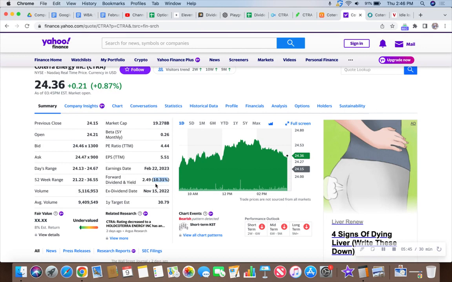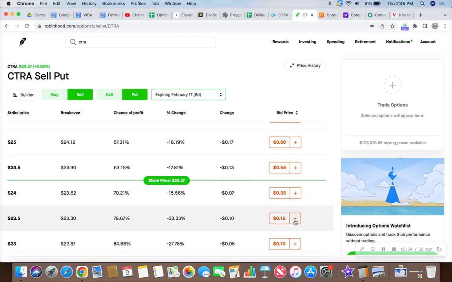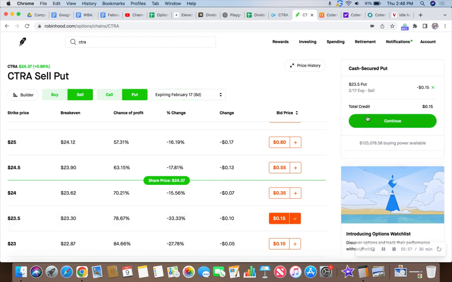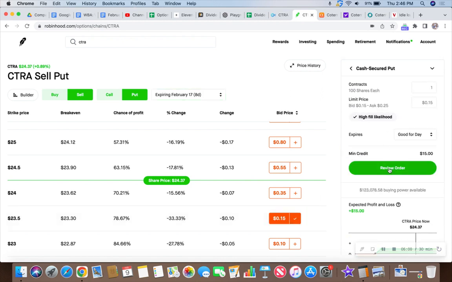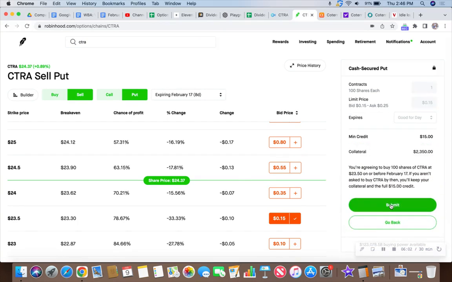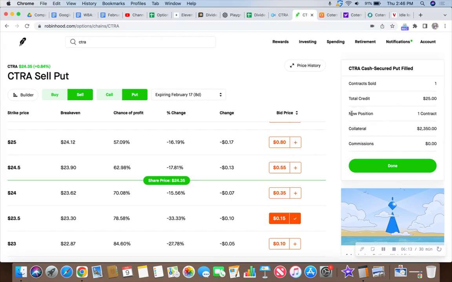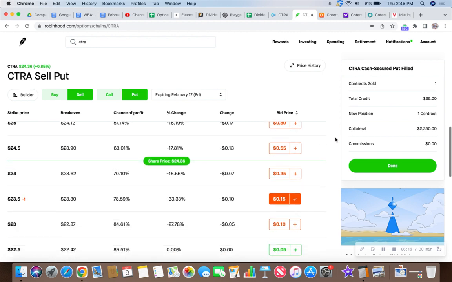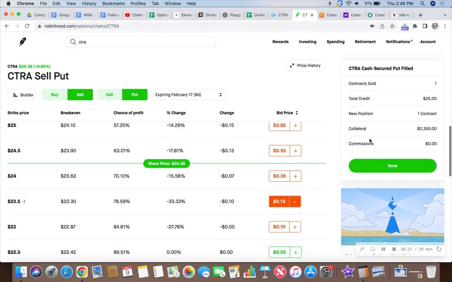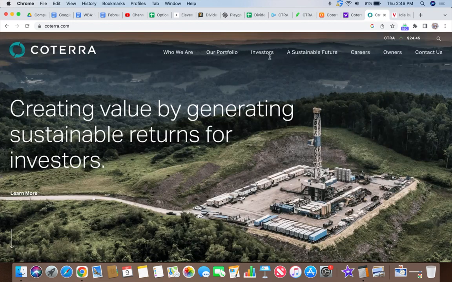If we're able to get our way in there with the puts and then start selling those calls, maybe conservatively, and capture some of that return, let's do that. So let's check in on right here, 15 bucks. See if we can't grab $15 bills, y'all. Let's review that order. Click submit, and they're going to grab up $2,350 of our collateral. And there we go. We got, whoa, look at that. We got $25 on the credit on the one contract on our new friend, Coterra Energy, over here in Houston, Texas.